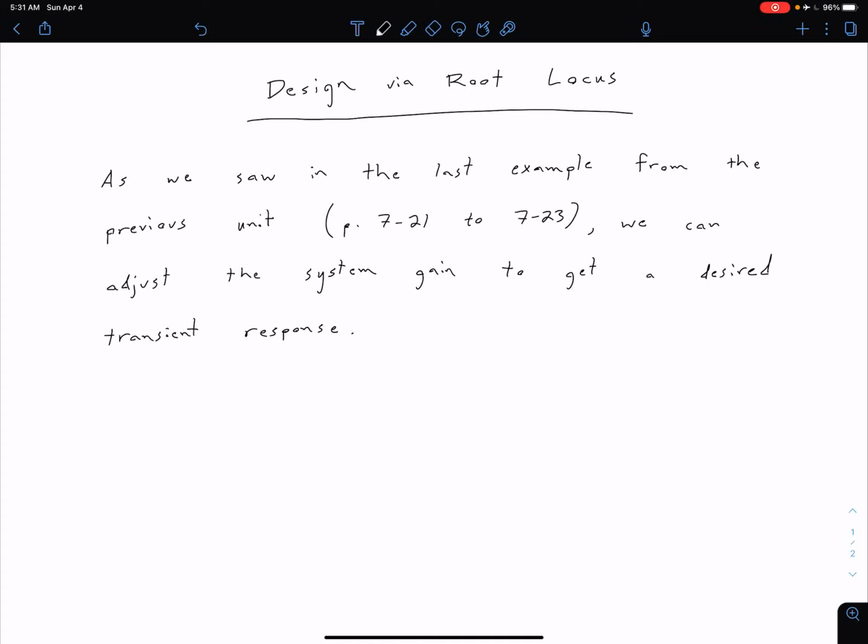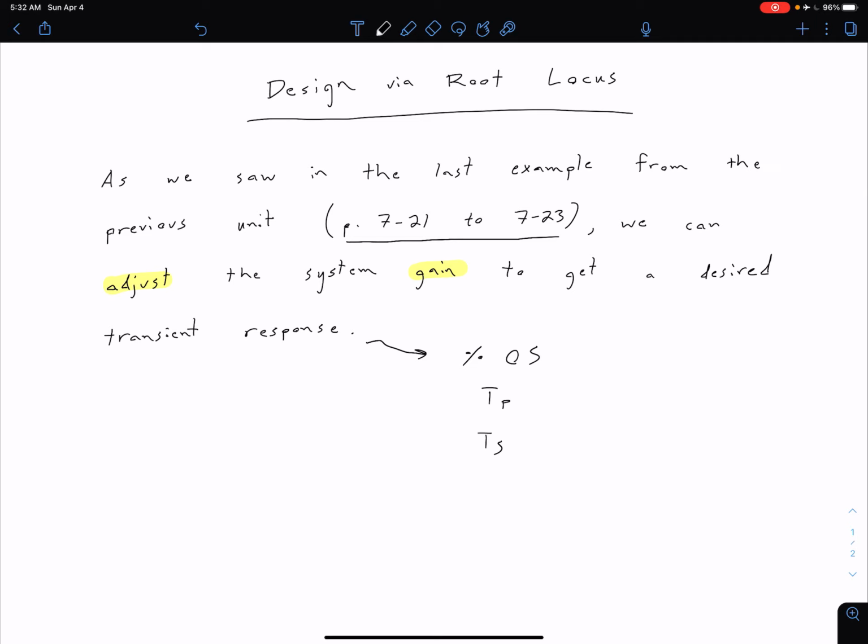In this unit, we're going to look at how we can use our root locus to design a system. We touched on this a little bit in the previous unit. On pages 721 to 723 in the notes on Canvas, we looked at an example and we adjusted the system gain. By adjusting that system gain, we were able to get some desired transient response. For our transient response, parameters of interest are our percent overshoot, our peak time, TP, and our settling time, TS. That's typically what we're looking for.